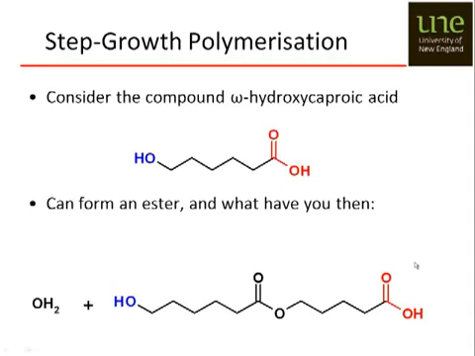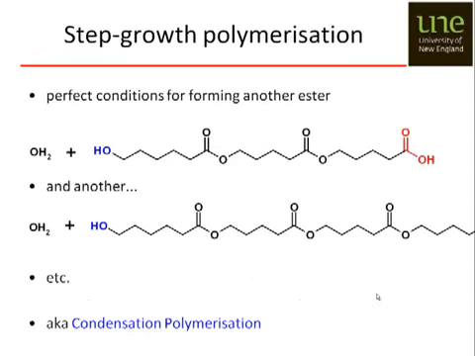And this ester, you can see, still has a hydroxy group on one end and a carboxylic acid group at the other end, so it can react with more molecules of the same kind. And so we have this quite trivial esterification reaction that under certain conditions can just keep going to give us a great big long molecule. So these sort of reactions are also called condensation polymerization. That's because we're producing at each step a small molecule as well as our larger molecule.